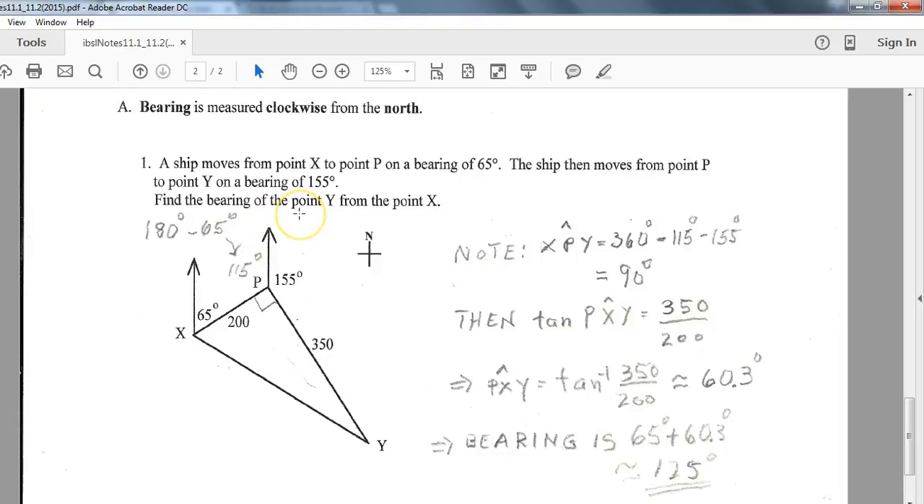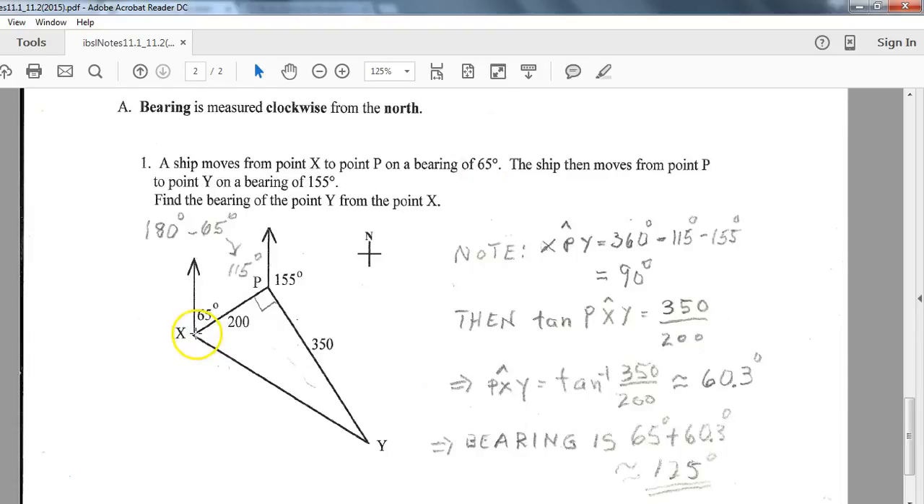So take a look at this one. We've got a ship moving from point X, so this is our starting point right here, to point P. If you didn't have this drawing already, this is the drawing you need to be able to come up with on your own. So I'm going to label a point X. I'm going to label some point P, and you might not know where that goes initially, but if it said a bearing of 65 degrees, this is how I would have known where to put point P.